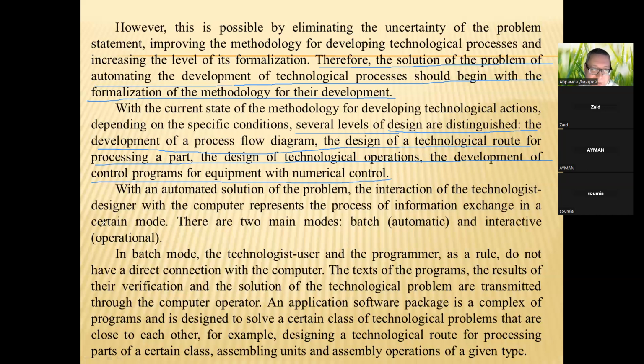With an automated solution of the problem, the interaction of the technologist designer with the computer represents the process of information exchange in a certain mode. There are two main modes: batch, automatic, and interactive operational.